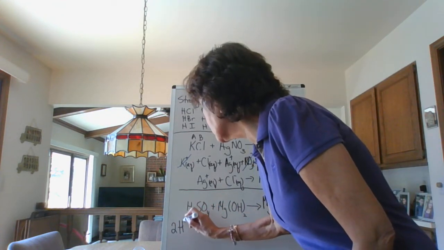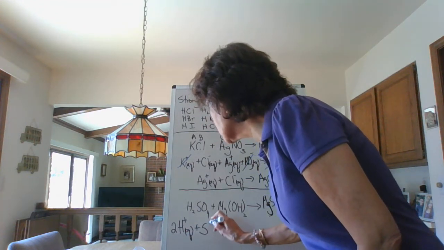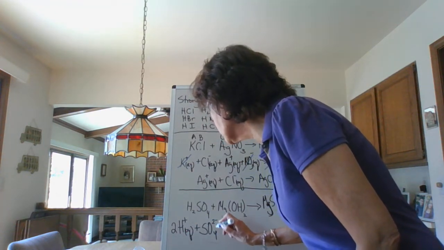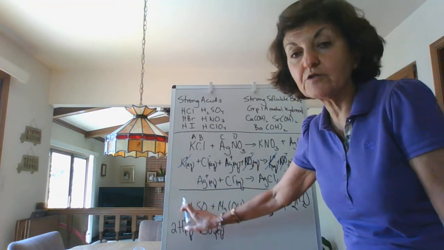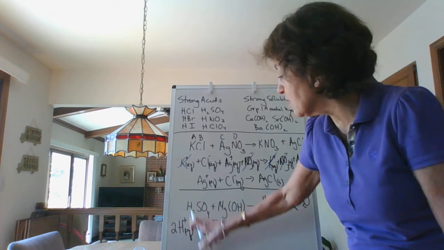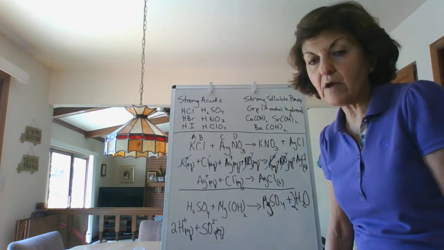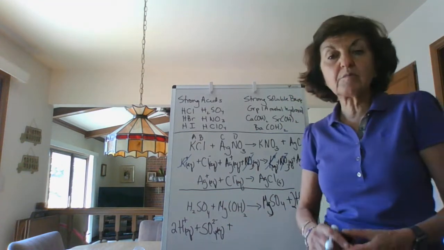2H+ (aq) plus SO4 2- (aq). Where did I get the 2H+? Here, I have 2 hydrogen ions here. So 2 H+ and 1 sulfate. Okay? Now, magnesium hydroxide is a base.